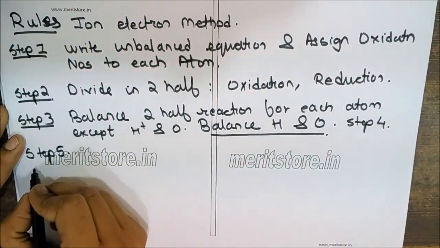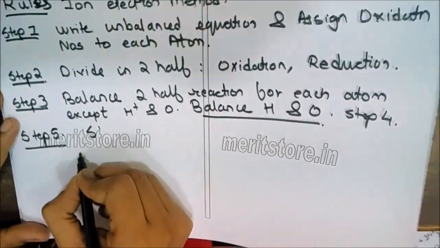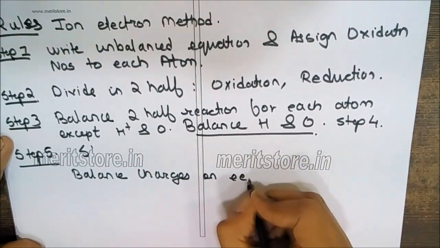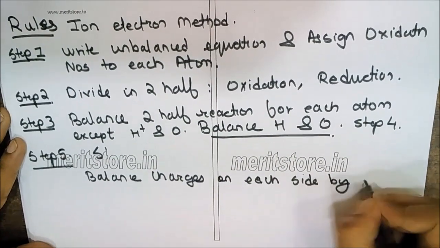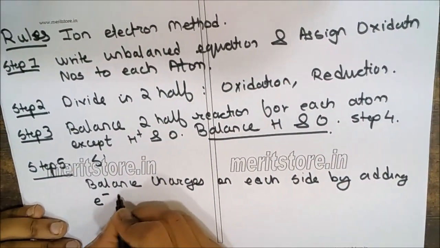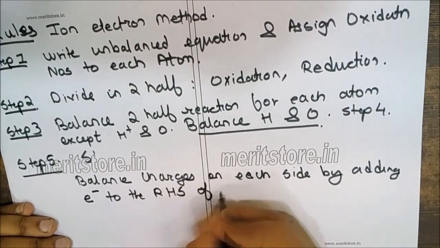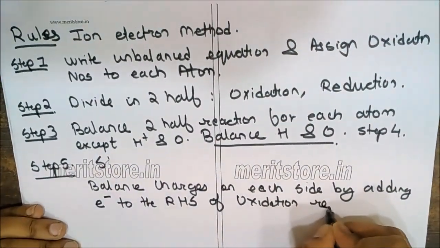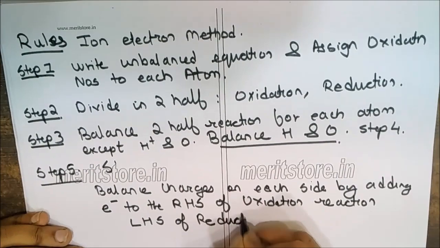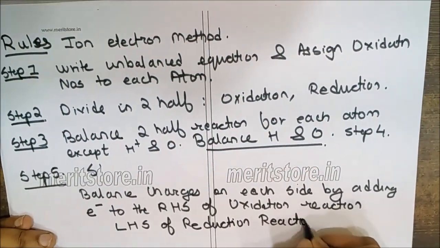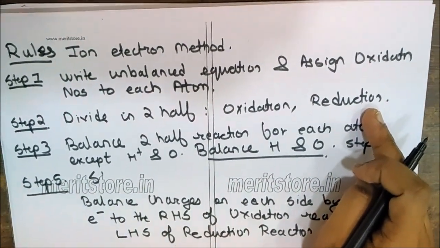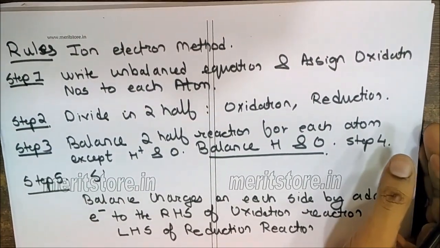Now step 5. Step 5 would be, we would have to balance the charges on each side by adding electrons. Okay, but these electrons can be added only to the right hand side of the oxidation reaction and the left hand side of the reduction reaction. So like I said, we have two half reactions, one oxidation and one reduction. You can balance the charges by adding electrons, but electrons we can add to the right hand side of the oxidation reaction and to the left hand side of the reduction reaction.